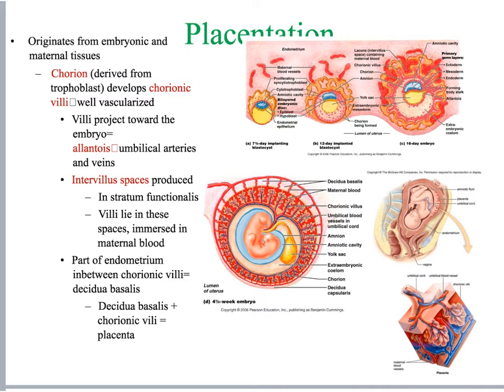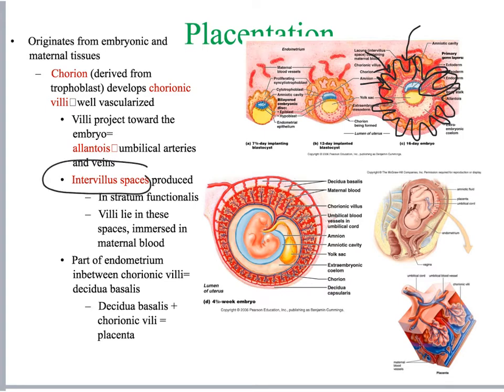Now the chorion, which remember came from the trophoblast, develops these little finger-like projections. If you look in the top right, you can see these little projections that are essentially outgrowths of that trophoblast, of that chorion, that project into the endometrium of a woman. We call these chorionic villi. Remember, villus means finger-like. And these villi project towards the endometrium. Some project towards the embryo, and we call that the allantois, which we've already mentioned, and this eventually becomes the umbilical cord.